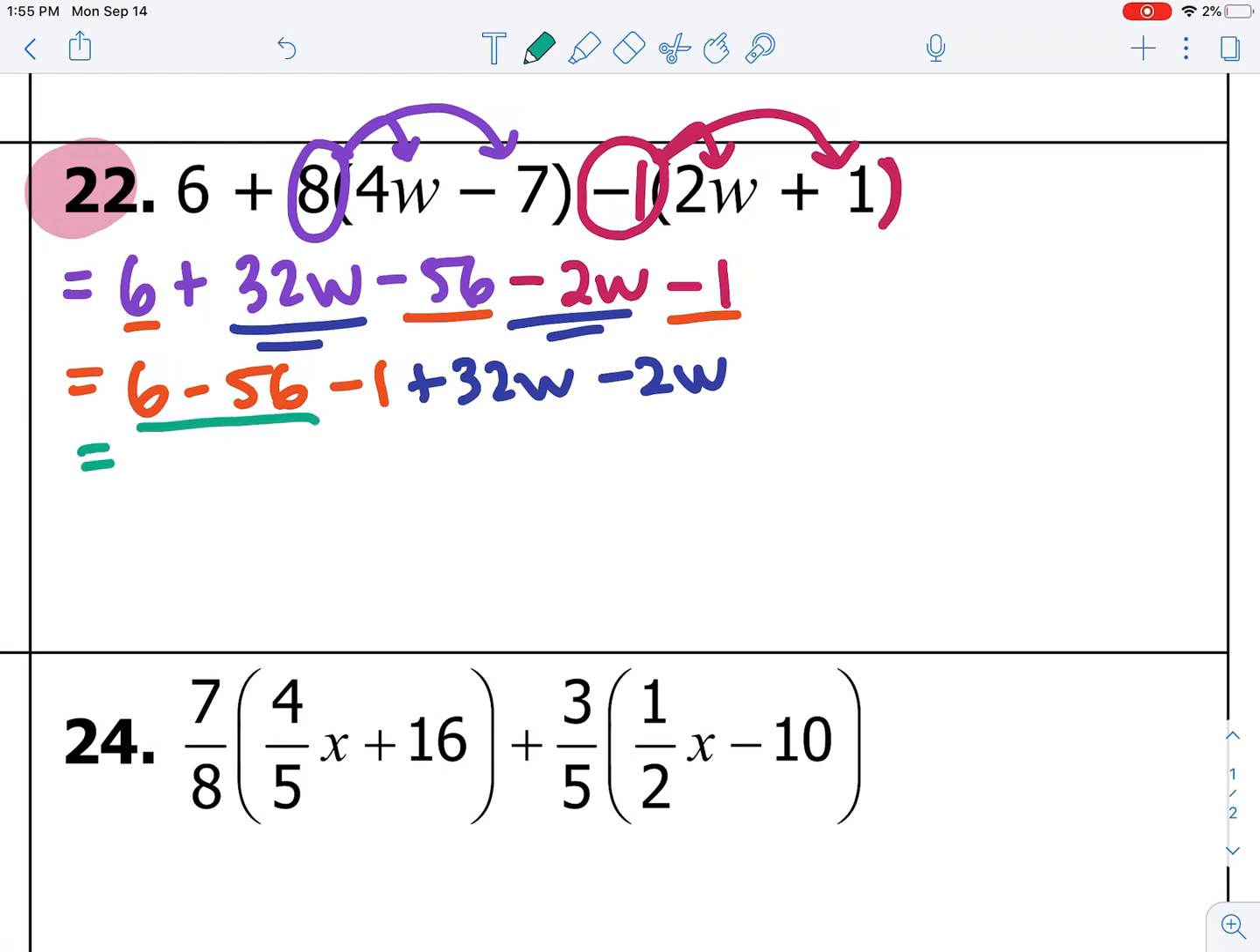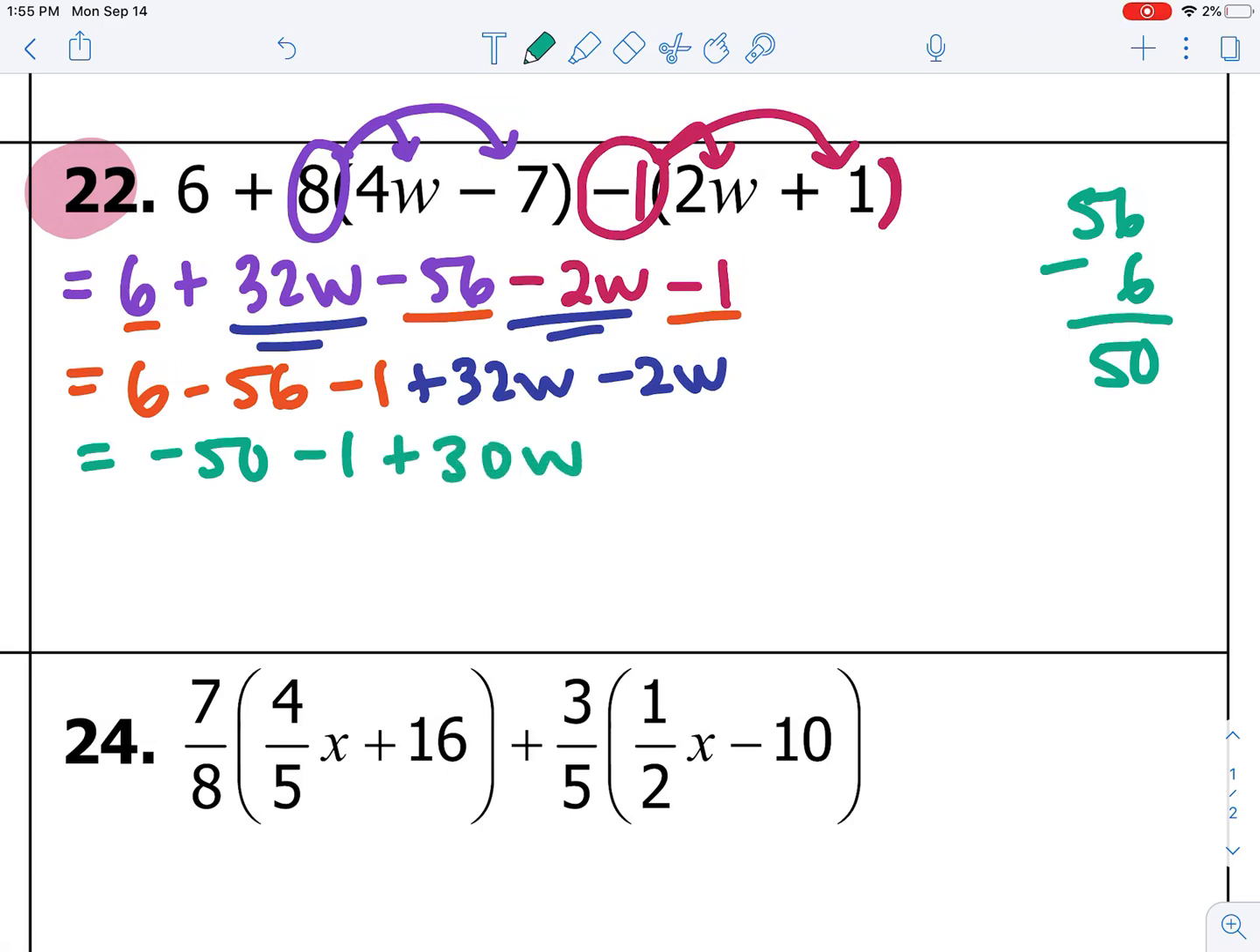We have 6 minus 56. Those two numbers have opposite signs. When the signs are different, we have to subtract. 56 minus 6 is 50. What kind of 50? It's a negative 50 because 56 has the negative and it's the bigger number. 32w minus 2w is 30w.